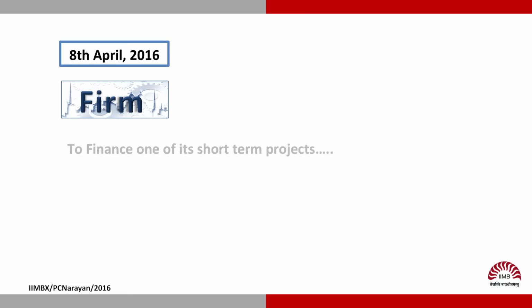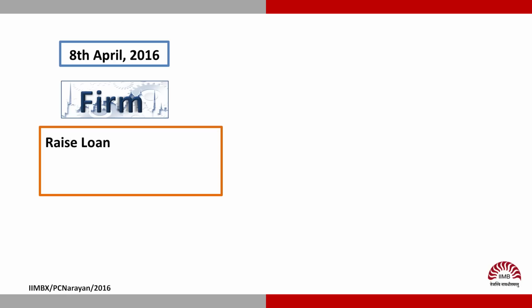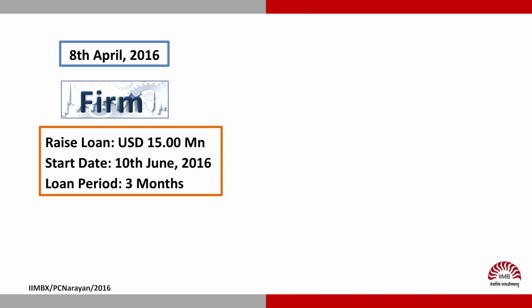Let us look at an example to understand how a firm which needs to borrow at a future date could hedge using interest rate futures against a potential rise in interest rates. Let us say that today, 8th April 2016, a firm comes to know that to finance one of its short-term projects, it will have to raise a loan of 15 million US dollars starting 10th June 2016. That means 2 months hence for a period of 3 months.